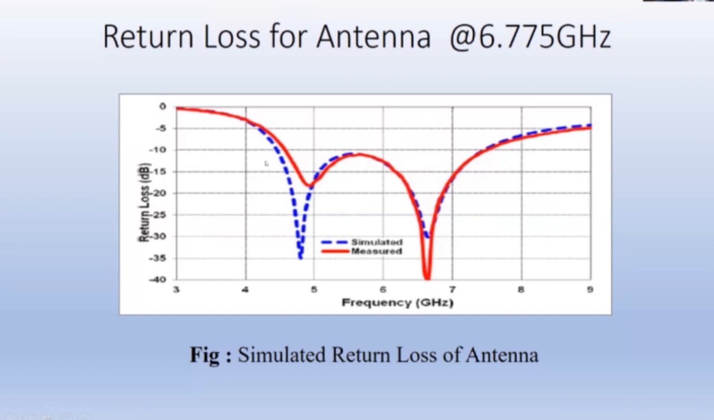The red line shows the measured results, and the blue dashed line shows my simulated results. In the red line here I am getting minus 40 dB return loss at 6.775 gigahertz, and minus 18 dB return loss at the frequency of 4.85 gigahertz. So I am saying this antenna is operating at C band.